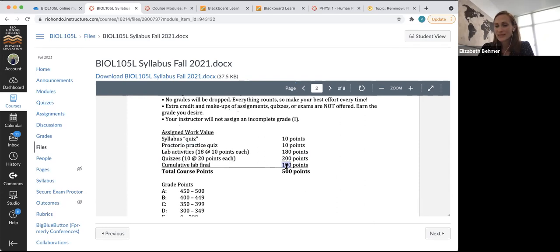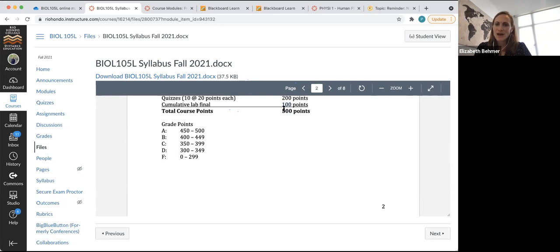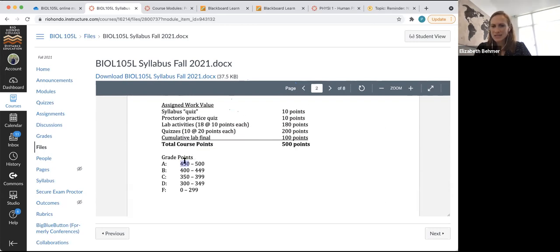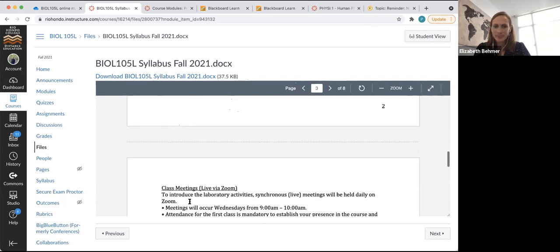And then you have a cumulative lab final, which means it'll be based on all previous labs. And again, quizzes and your lab final will be using this Proctorio testing system here. Out of 500 points, this is how many you need to get an A, a B, a C, a D, and an F. And that's on a 90, 80, 70, 60% scale as well.